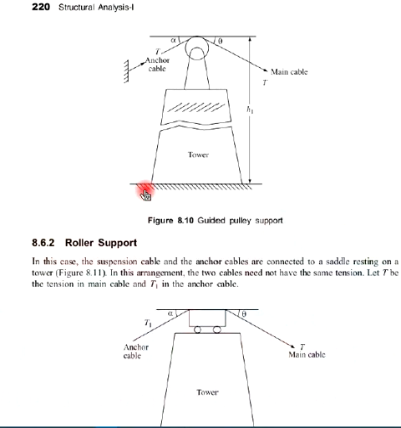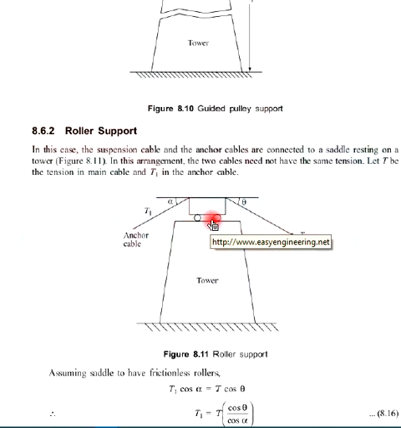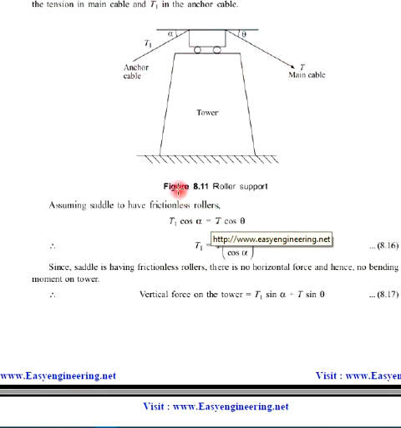And in the same way, for a roller support, or you can say a saddle, when a saddle is provided on the top of a tower, you can see it's a kind of roller support. So there will be only a vertical reaction because it's a kind of roller system. In a roller support we generally see only one vertical reaction, so there will be no horizontal reaction, and its value is given here.